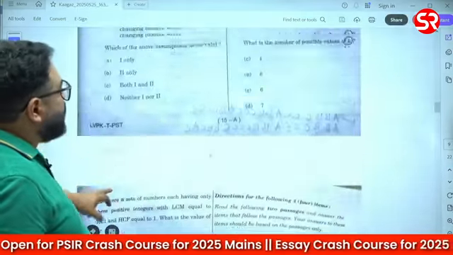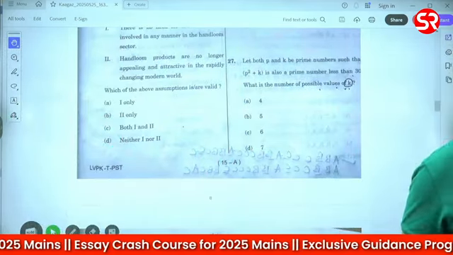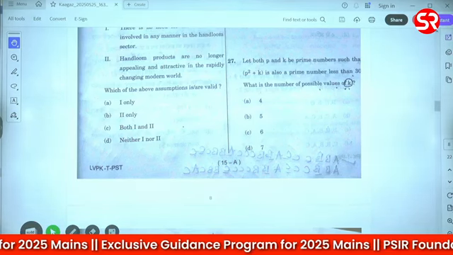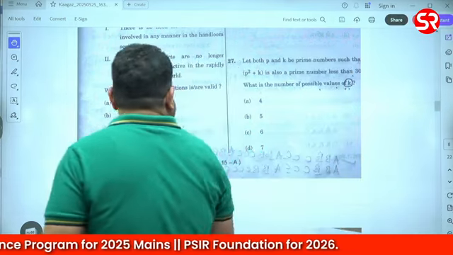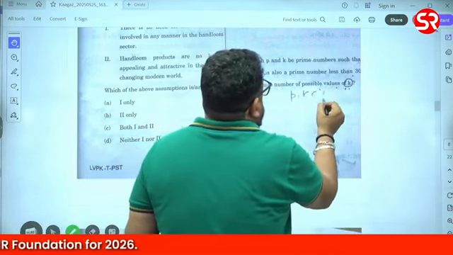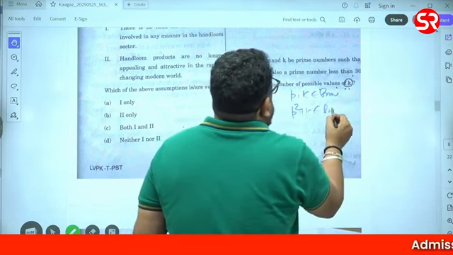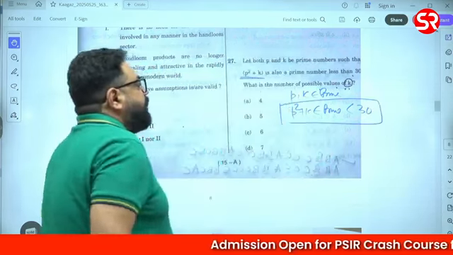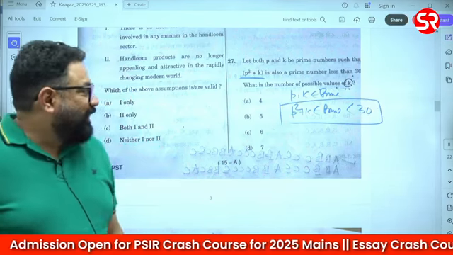Next 28. Again this is a question, I think most of you got confused with these questions actually, काफी लोग तो इसी में confused. Let both p and k be prime numbers such that p square plus k is also a prime number and is less than 30. What is the number of possible values of k? k का कितना values होगा?